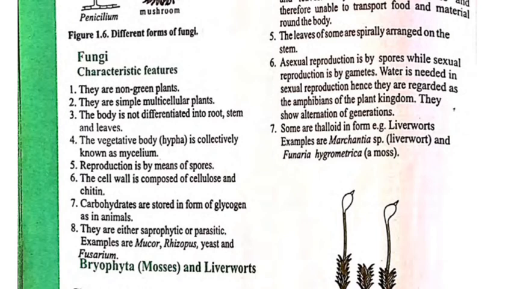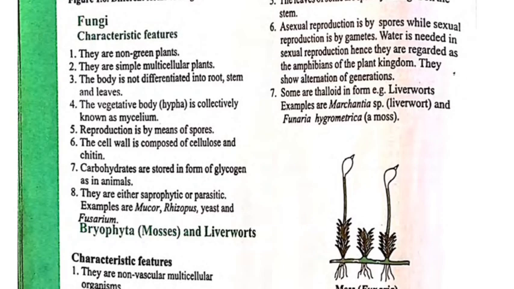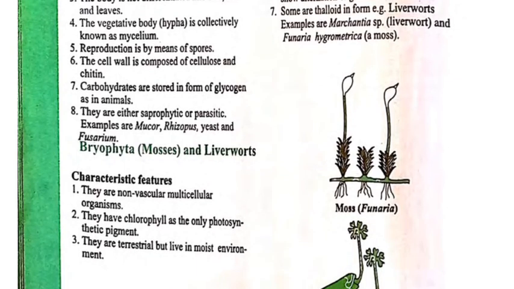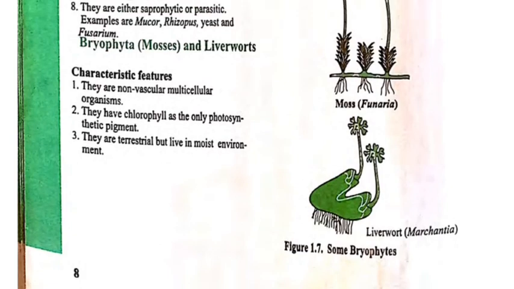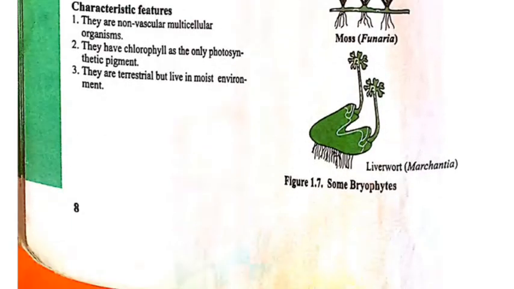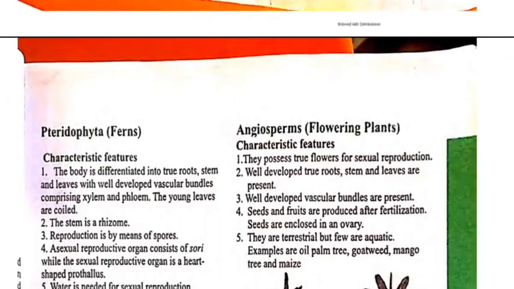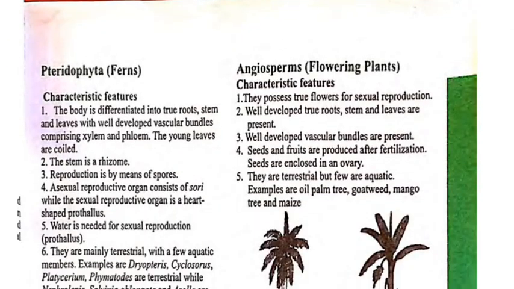Some are thalloid in form, e.g. the liverwort. Examples are Marchantia, a liverwort, and Funaria hygrometrica, a moss. Alright, so these are the drawings here. We have liverwort and mosses. Now we have Pteridophyta. Example, we have the ferns.